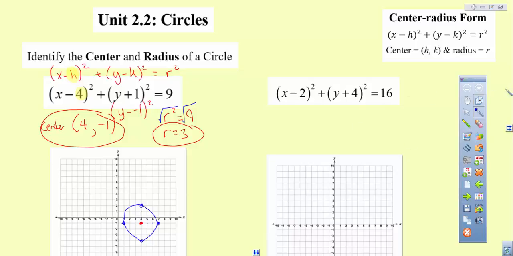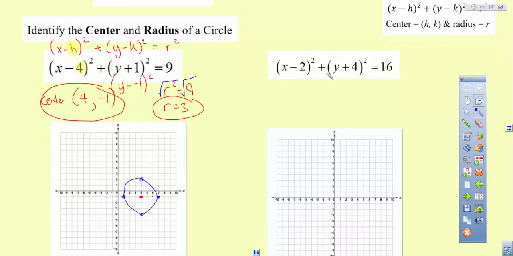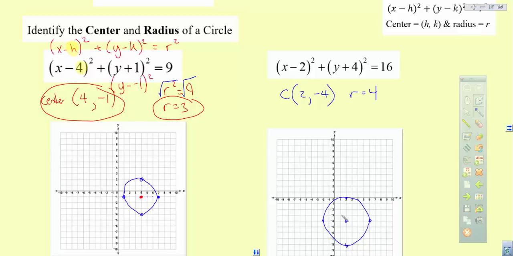Alright, so obviously this guy will be the same way. We've done 2 of them together now, but just so we can wrap this guy up, my center will be at 2, negative 4. My radius is equal to 4. And so I would plot my center. I go out my 1, 2, 3, 4, up my 1, 2, 3, 4, 1, 2, 3, 4, 1, 2, 3, 4. And I can connect those dots just like we did inside of MyMathLab, but you'll use your tool in that case. So play around with that and see if you have any questions.